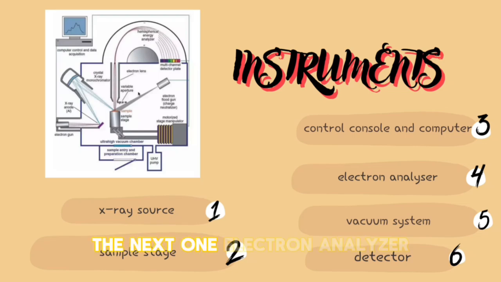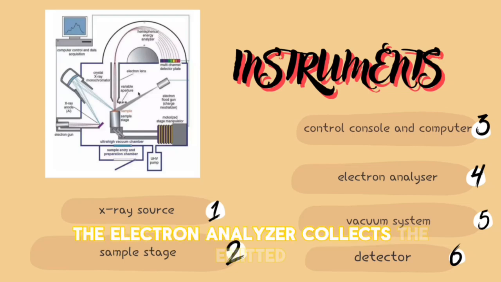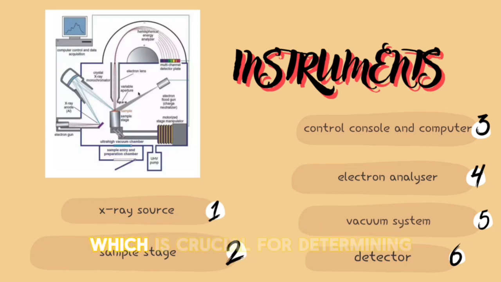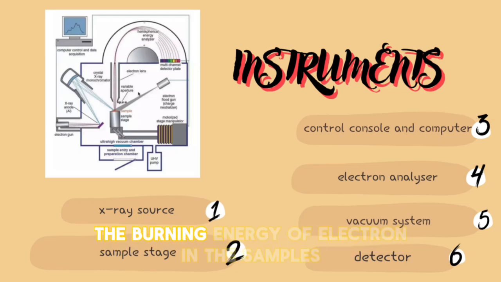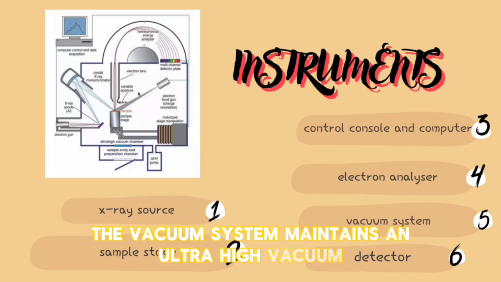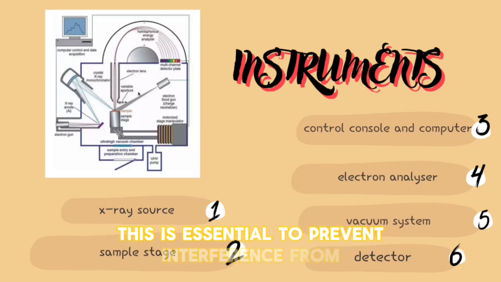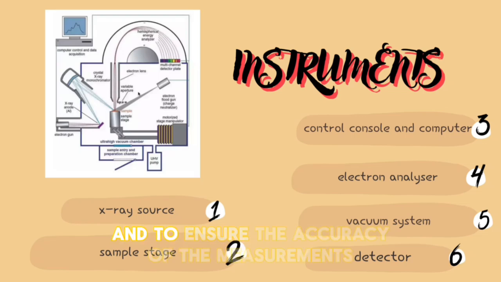The next one, the electron analyzer. The electron analyzer collects the emitted photoelectrons and measures their kinetic energy, which is crucial for determining the binding energy of electrons in the sample. The fourth one, the vacuum system. The vacuum system maintains an ultra-high vacuum environment inside the chamber. This is essential to prevent interference from air molecules and to ensure the accuracy of the measurements.